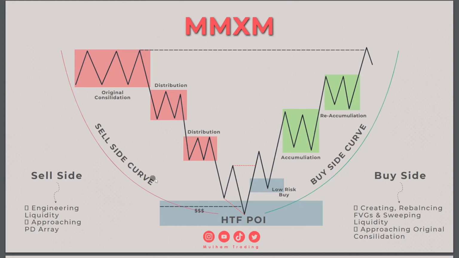Now, this is the sell side of the curve. In this case, we have the original consolidation, distribution, and then redistribution. We could be having different numbers of stages when it comes to distribution. So it doesn't need to be 2, it doesn't need to be 3, any number of stages. And then we come lower.